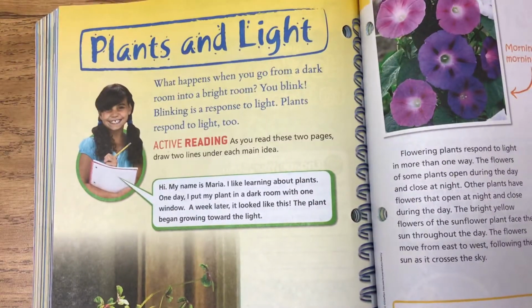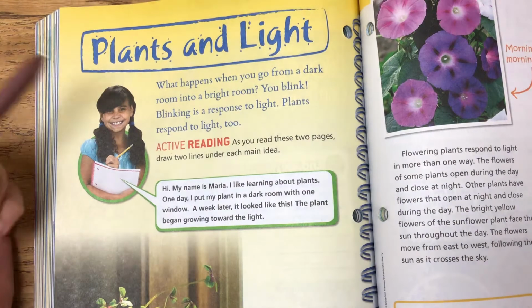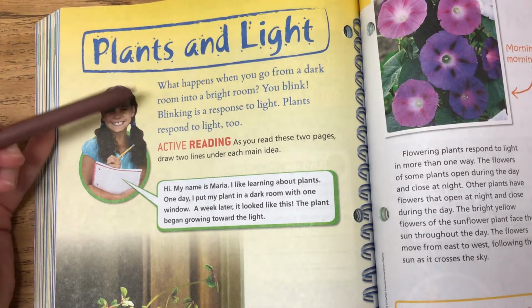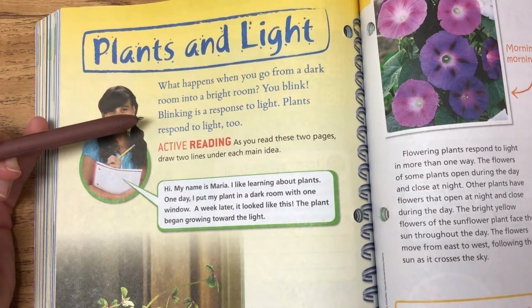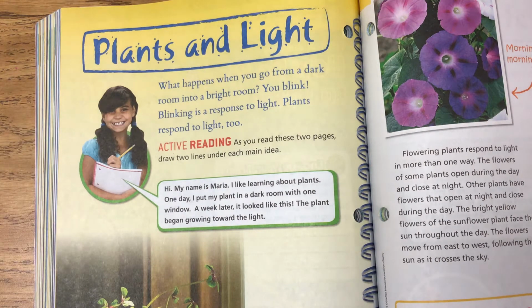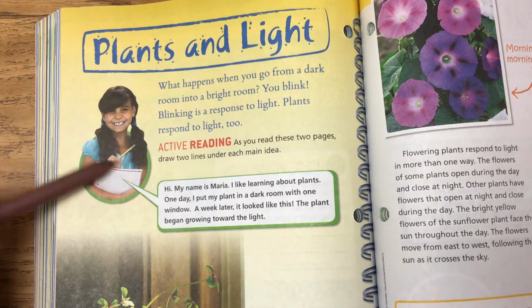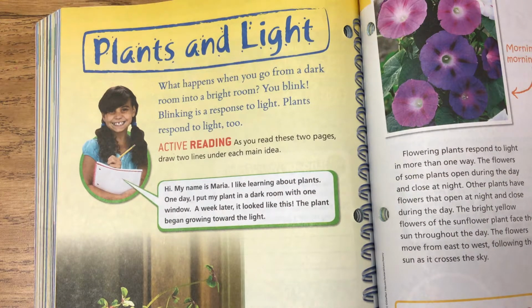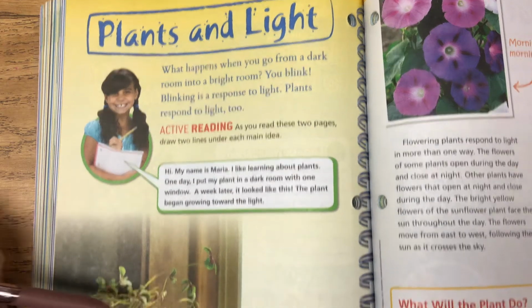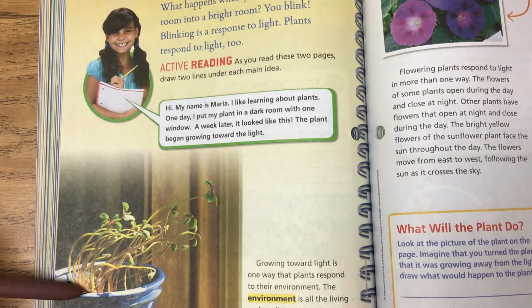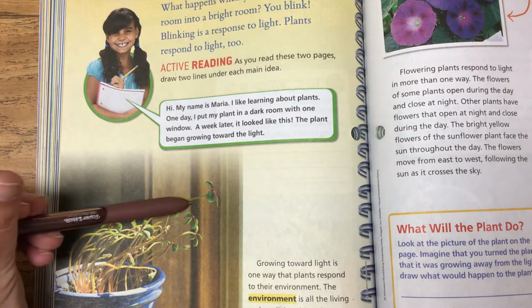Plants and light. What happens when you go from a dark room into a bright room? You blink. Blinking is a response to light. Plants respond to light too. We see the girl here. She says, "Hi, my name is Maria. I like learning about plants. One day, I put my plant in a dark room with one window. A week later, it looked like this. The plant began growing toward the light."